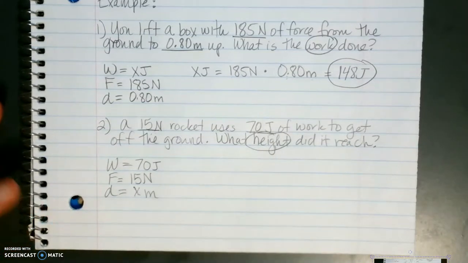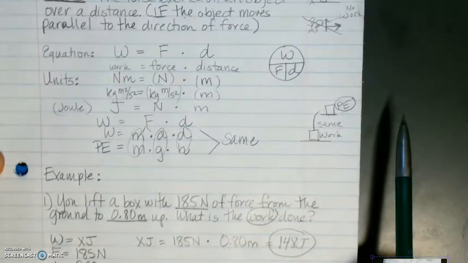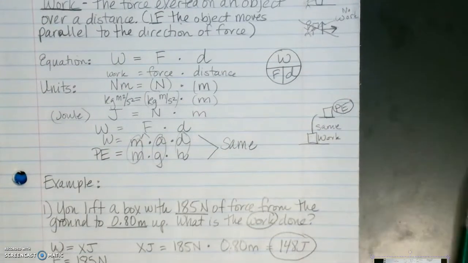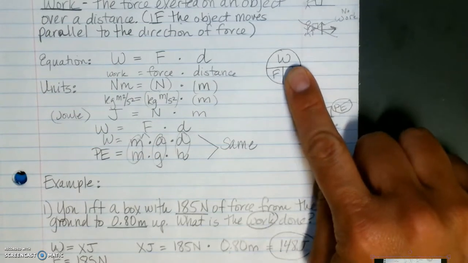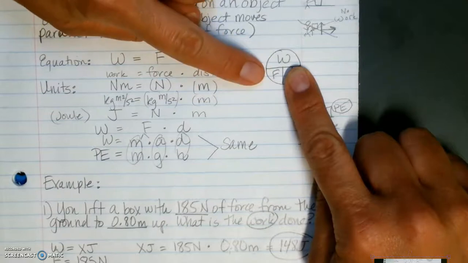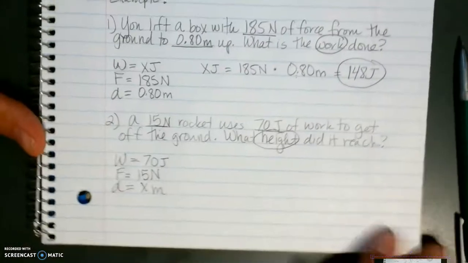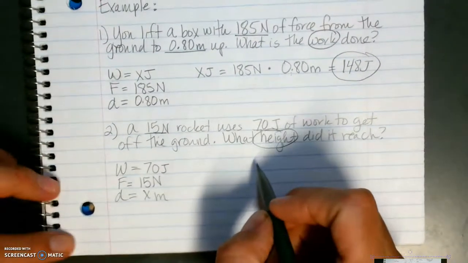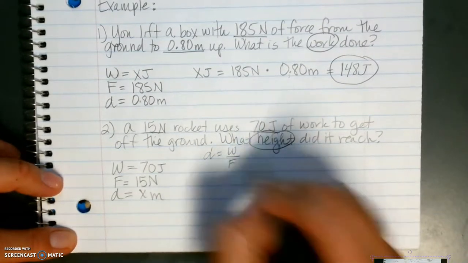Okay, so now we're at a point where we have to find the equation that we're going to use. So we're going to rearrange the equation. If I look at my circle up here, I'm looking for distance or the height. So I'm going to cover up the D, and I get W on top of F, so W divided by F, or work divided by force. So let's go back down here. I'm actually going to write out that equation so I can remember it. So it's going to be D equals W divided by F, work divided by force.